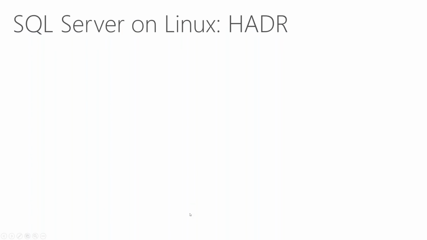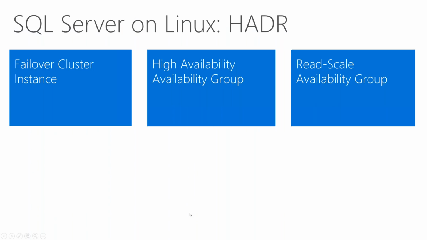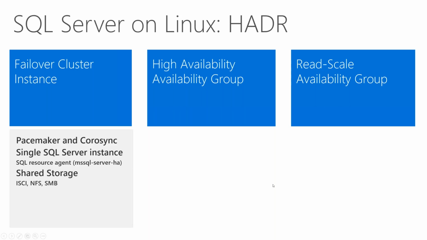So HADR deserves a few minutes to talk about for sure to make sure we cover it. So first of all, these are kind of the options now in SQL 17 to do high availability. One is failover cluster instance, and you're familiar with that in the Windows environment. You would set up Windows Server Failover Clustering and a shared storage scenario. And we support that with packages like Pacemaker and Corosync in Linux and a single SQL Server instance with our resource agent package. You can use these shared storage options to prop up a failover cluster instance between two SQL servers on Linux, and that works just fine.